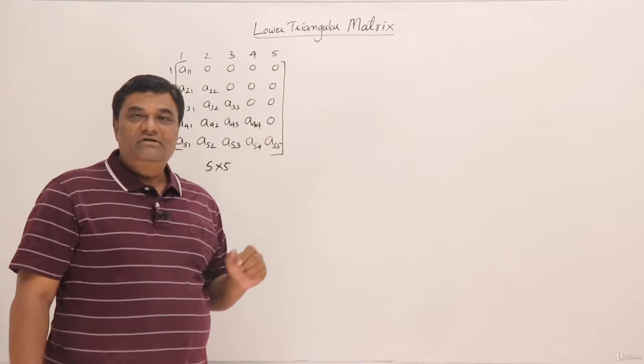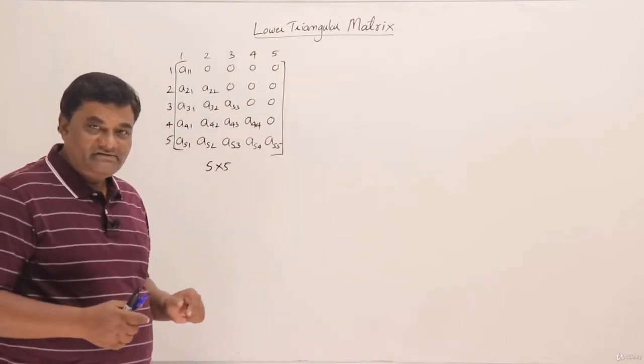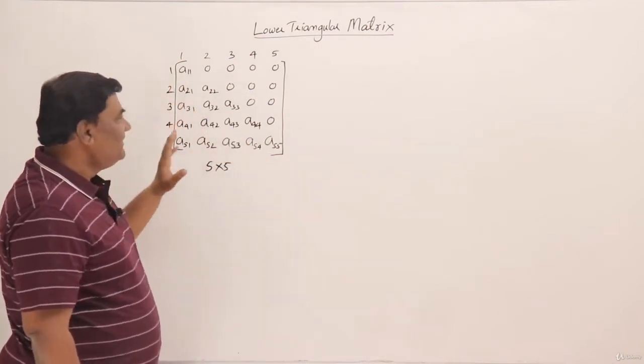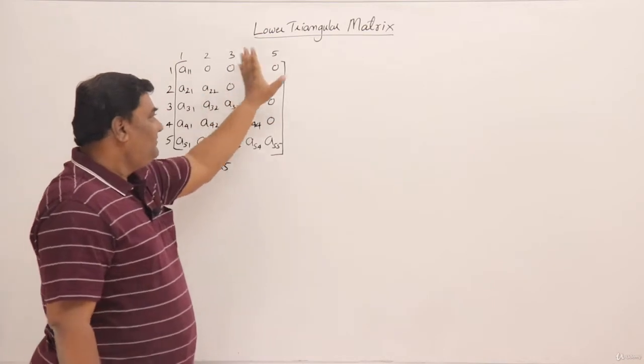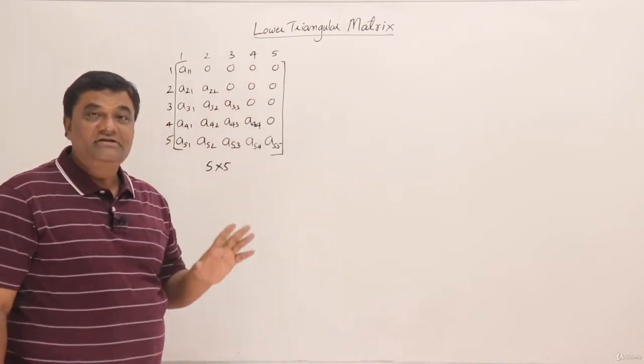The next topic is lower triangular matrix. A lower triangular matrix is a square matrix in which the lower triangular part has non-zero elements and the upper triangular part is all zeros, none of them non-zero.